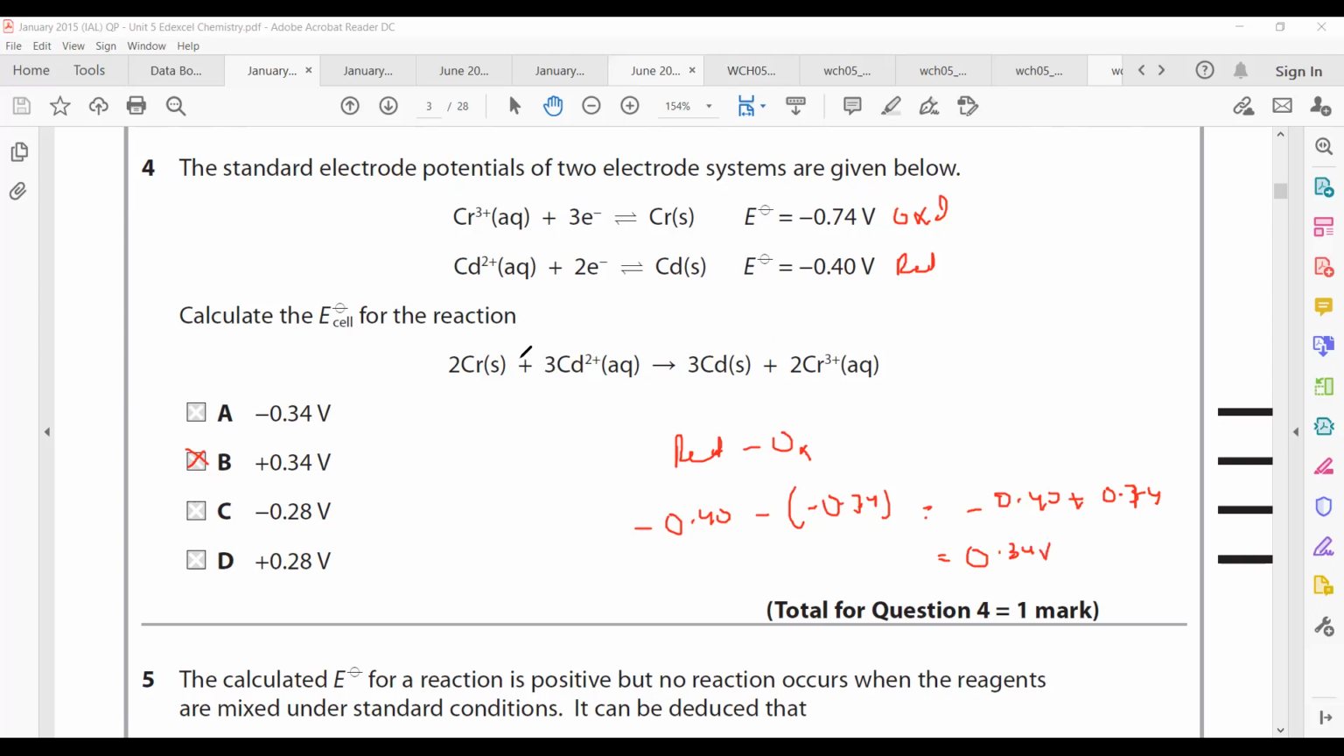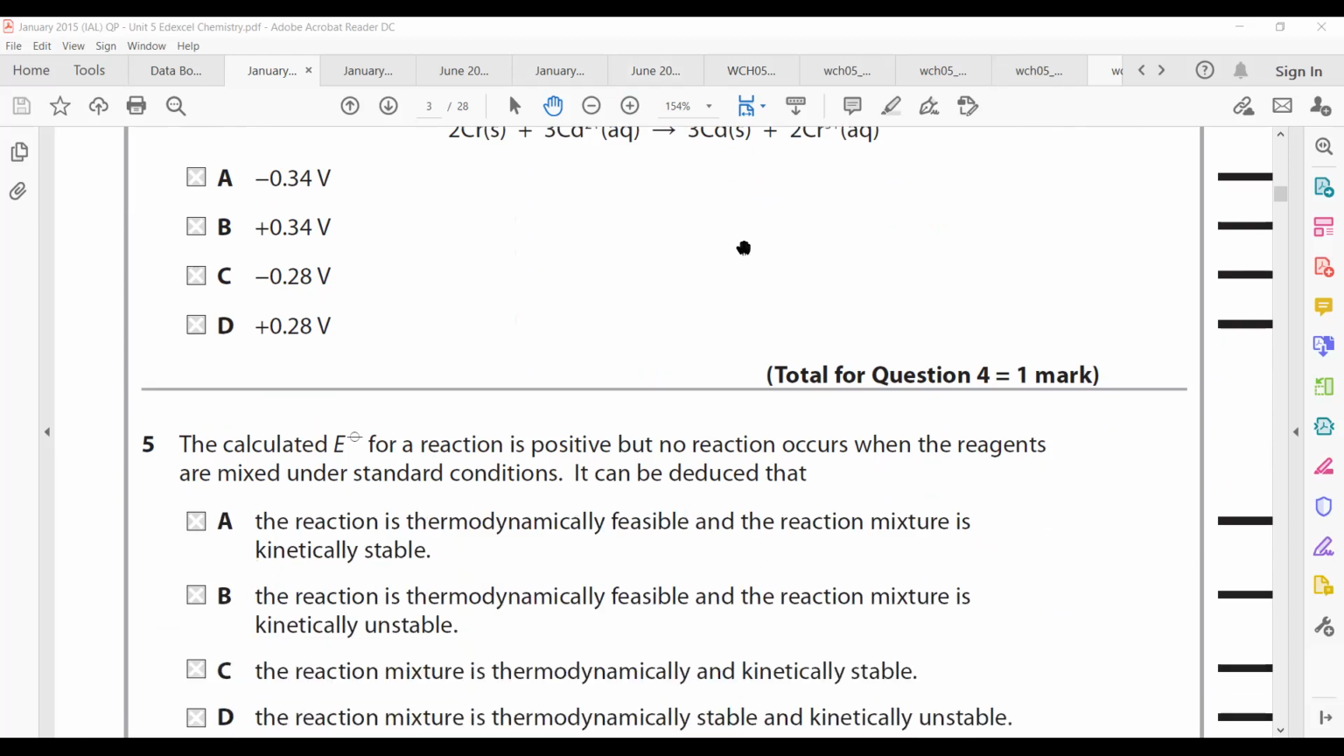And if I reverse the equation, for example, the same equation was given, but if I reverse the direction of the arrow, then it will be -0.34. A negative cell voltage means that it is not a spontaneous reaction. A non-spontaneous reaction will have a negative electrode potential.